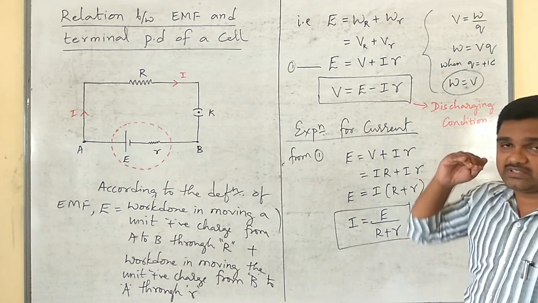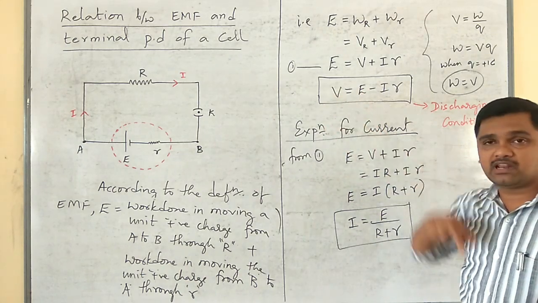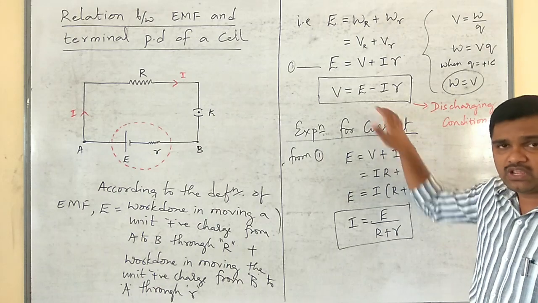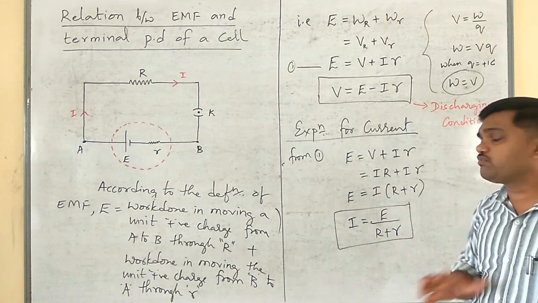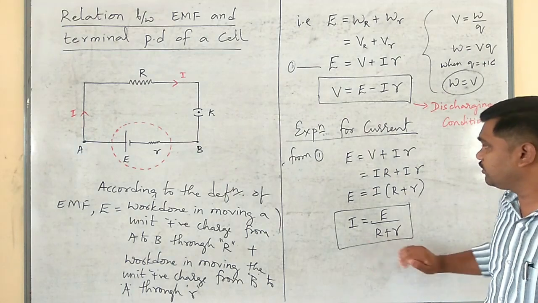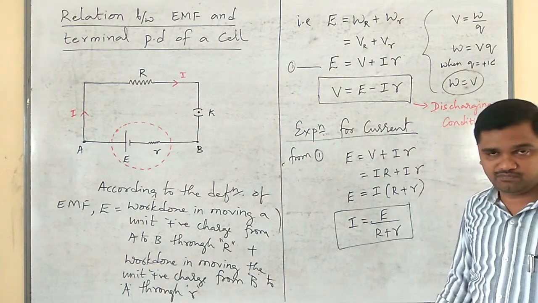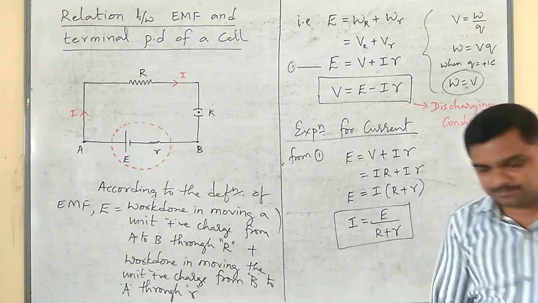Okay. So, if they ask you the relation between EMF and terminal PD of a cell, then stop here. If they have asked you for finding the expression for current drawn from the cell, then you have to do up to here. No need to write the expression for current as a headline.